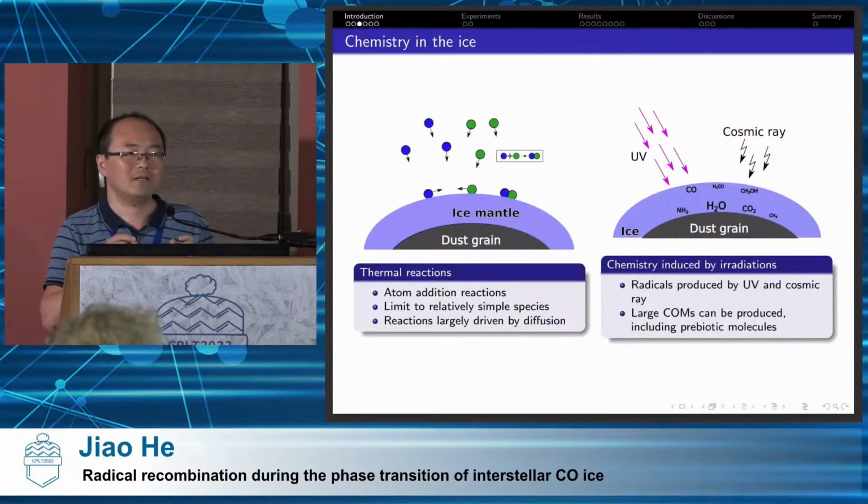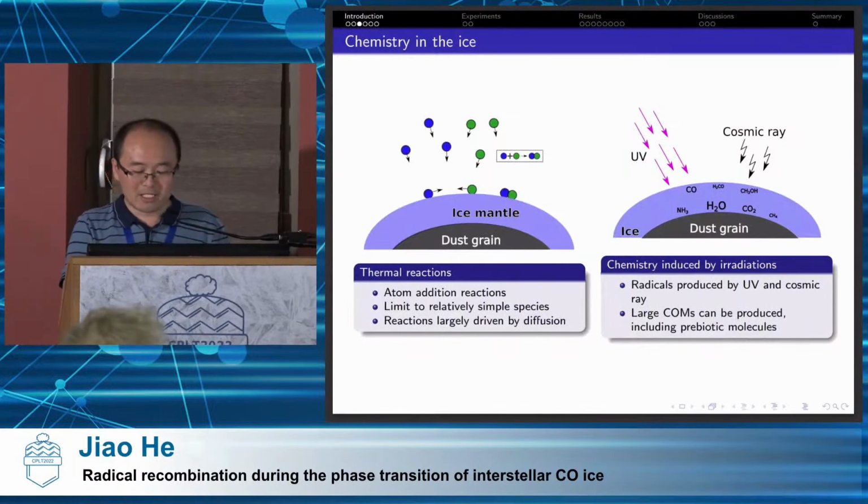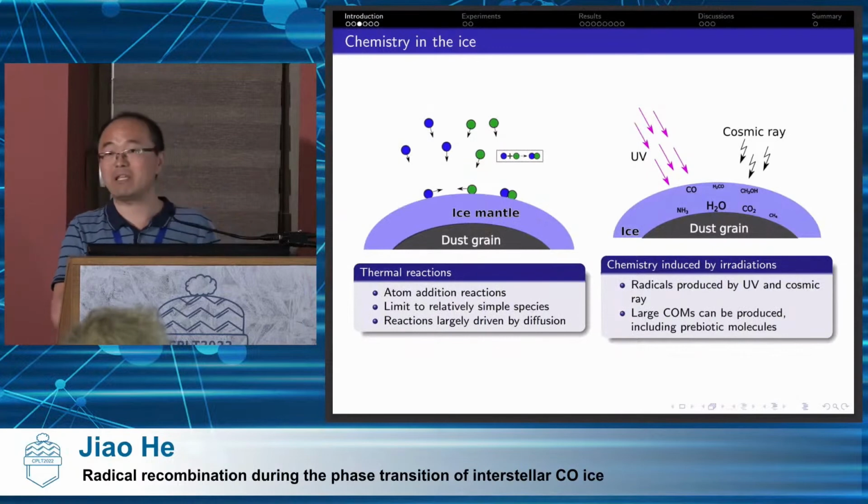Now let's talk about the mechanism of COM formation. So basically there are two types of reactions in the CO-rich layer. One is thermal reactions, and basically we don't have UV or cosmic ray. We start from simple atoms and molecules. So thermal reactions is mostly responsible for the formation of simple molecules. And then after the formation of the ice, the irradiation chemistry takes place, and it's responsible for the formation of even larger COMs.